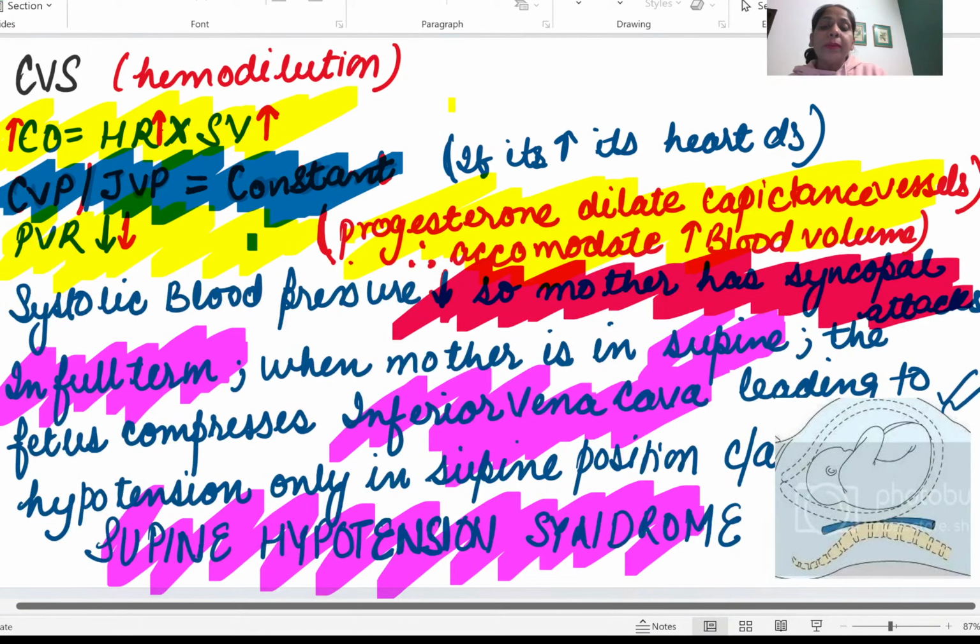Okay, now when the pregnancy is full term, due to the increased mass of the fetus, when a mother lies down, the fetus compresses the inferior vena cava. As you can see in the diagram, the fetus is compressing the inferior vena cava. So there is decreased venous return and hypotension is there, and this typical change is only in the supine position. It is not in the standing position, and it is not in the sitting position. It is not when the mother is in the lateral position, and this is known as supine hypotension syndrome.